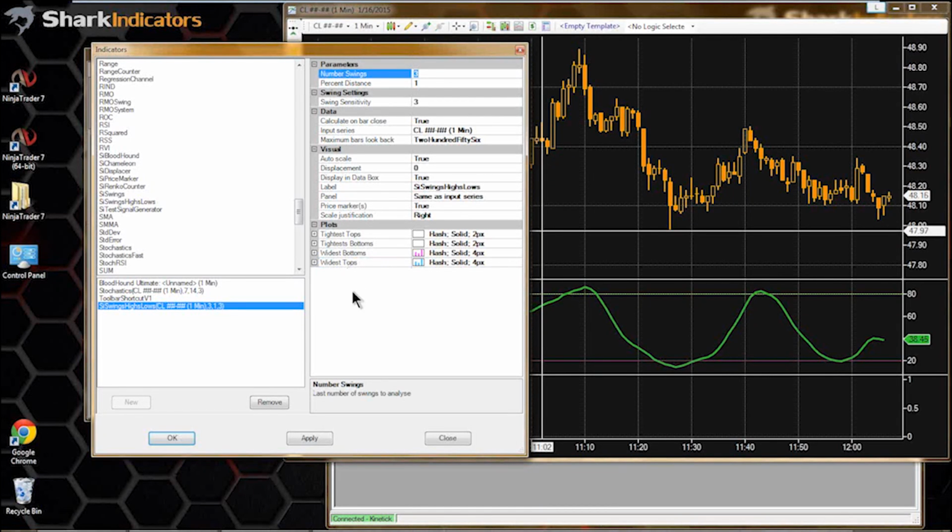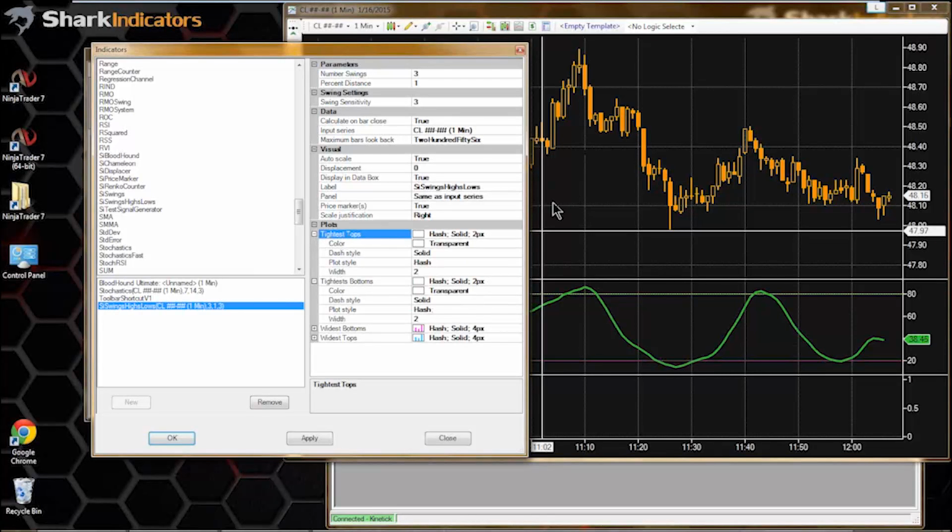But since we're also looking for the higher lows and lower highs, in other words, the intermediate swing points, we also want to take a look at our tightest plots as well. So the tightest plots give us those intermediate swing points. So if we're looking at this higher high and this lower low, these tightest plots would give us this intermediate swing point in here. So let's turn these on as well.